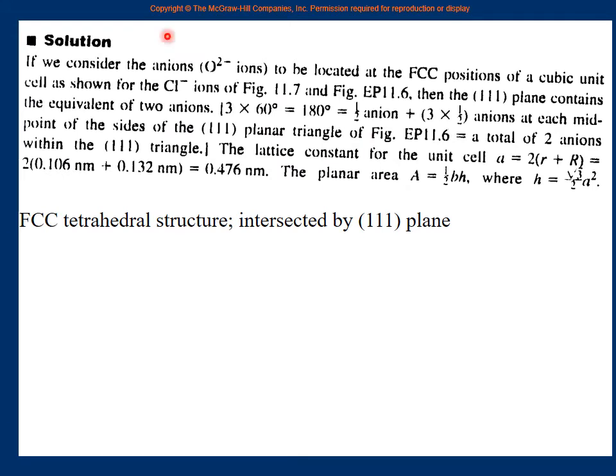So here we are trying to explain. You read it, and by reading it you will find out that the total number of atoms are 2 equivalent anions here, and the rest is the same. A is equal to 2r plus r, and let us proceed further.